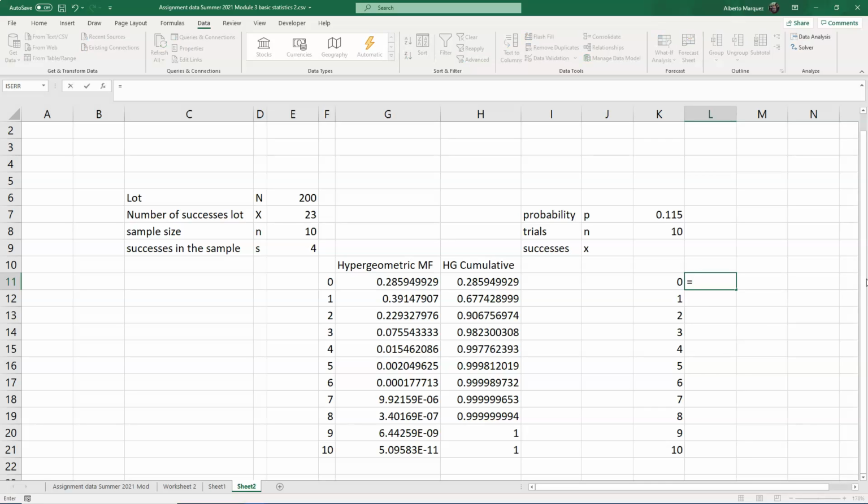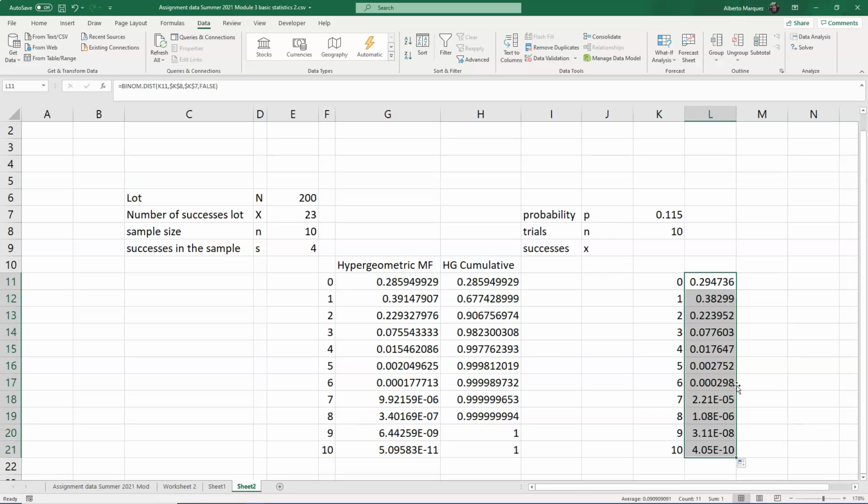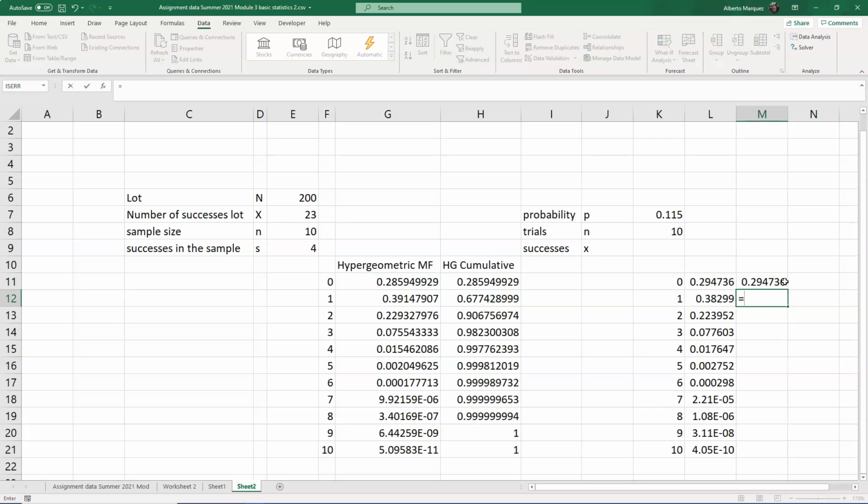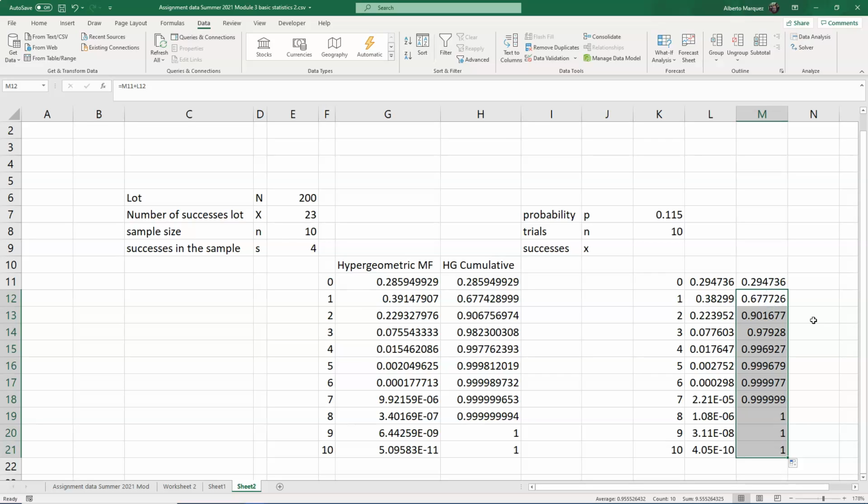So we do the binomial again. Let's see, binom. And the number of successes is the number here. The number of trials is always going to be 10. And the probability of success, that. And I'm going to go with false for purposes of cumulative. The binomial can give you directly the cumulative, but I am not going to use that this time. I'm going to use the same way as I did with the hypergeometric. There you go. Now the numbers are not going to be exactly the same because it's an approximation.